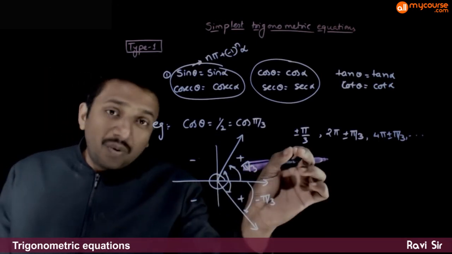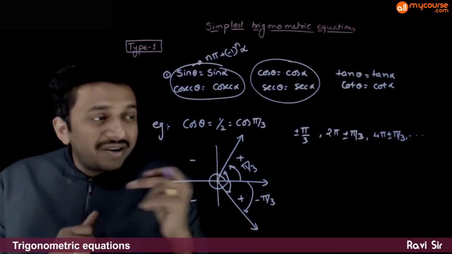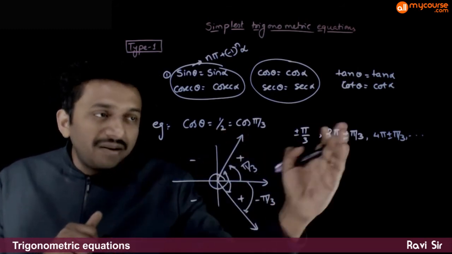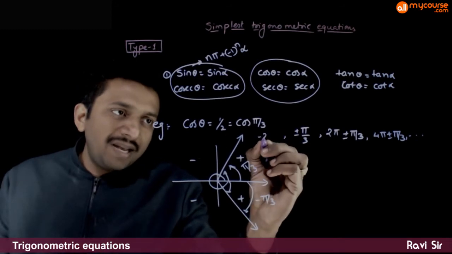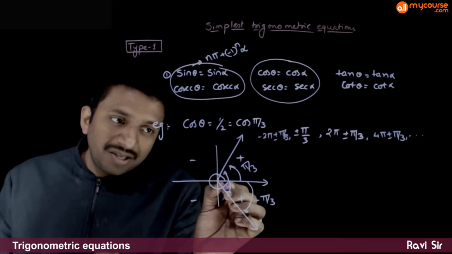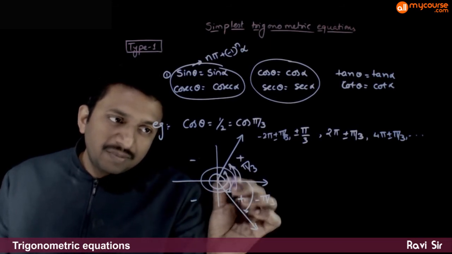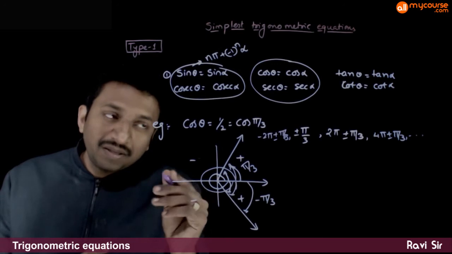Now, once you have these solutions, you need to think about a general way in which you can write these solutions. This pattern goes on, and you can also write minus 2 pi plus or minus pi by 3. So you can complete one rotation in the clockwise direction: minus 2 pi plus pi by 3, minus pi by 3, right?